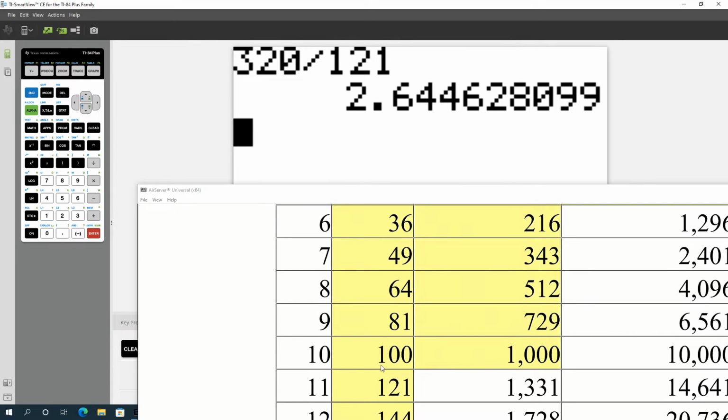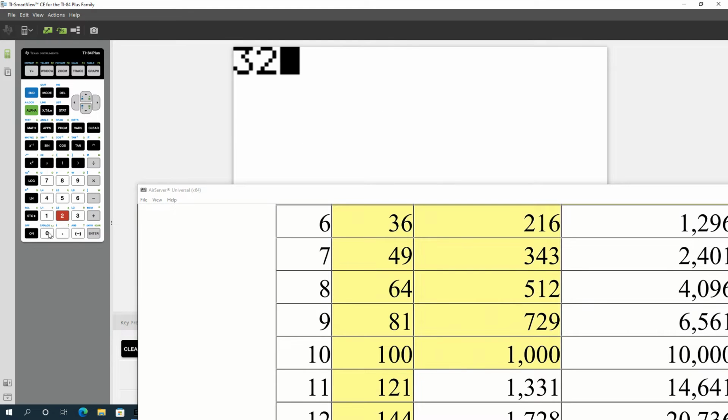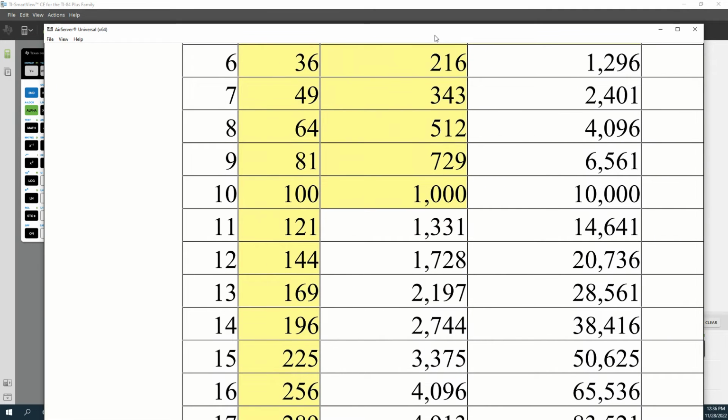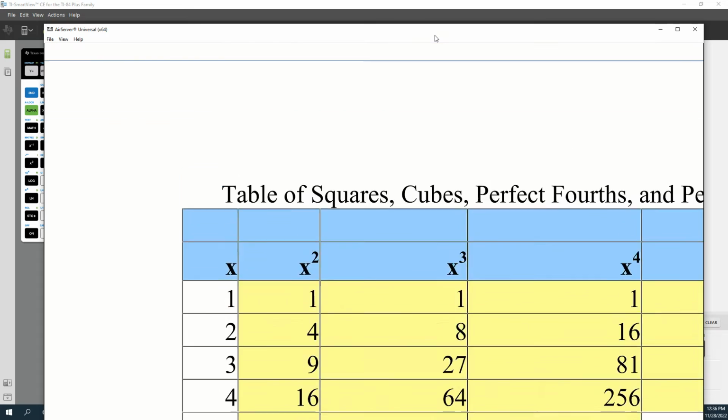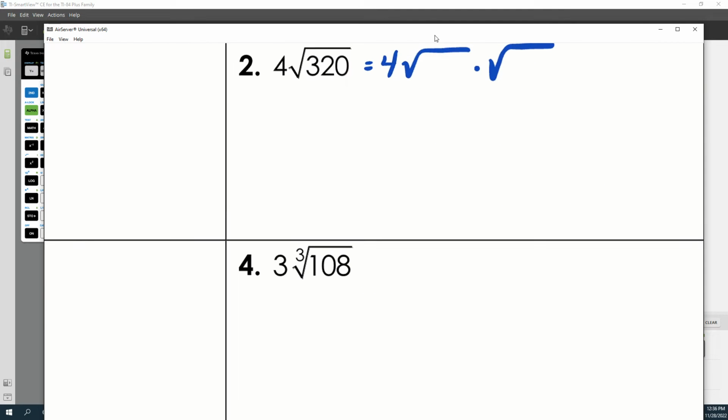And it doesn't work. So then I would go up. I know it's not 100 because 100 only divides into numbers that have at least 2 zeros. So then we would try 81. And it doesn't work. So we would try 64. And it divides evenly. So then I would break it down into the square root of 64 times the square root of 5.